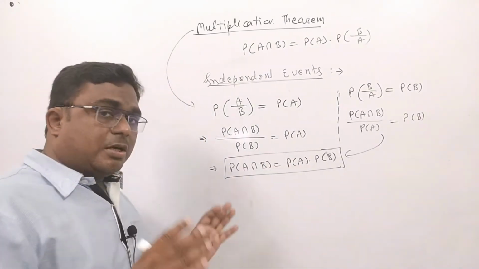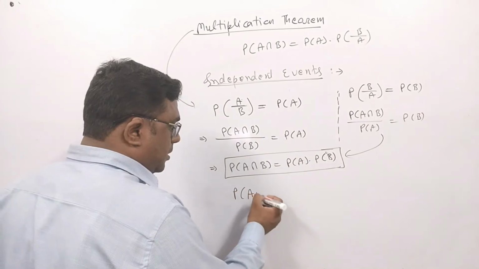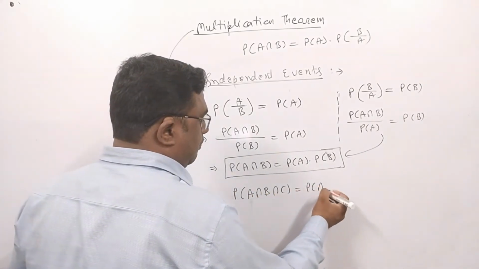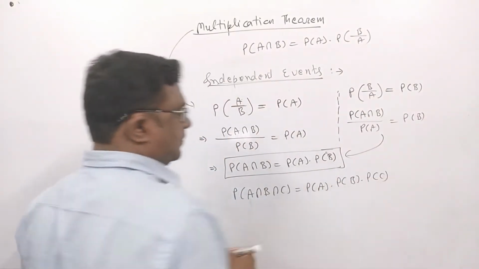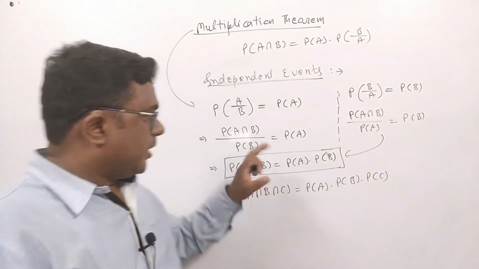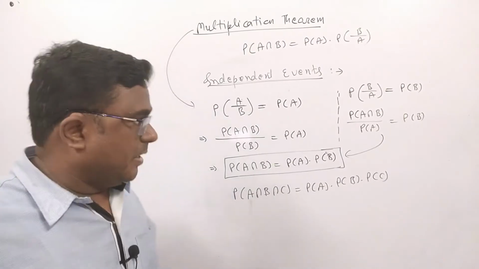And suppose if there are 3 independent events, in that situation P(A intersection B intersection C) will be equal to P(A) into P(B) into P(C). And if there are 4 events, then in the same way you will open them. So again, this formula can be extended to any number of independent events.